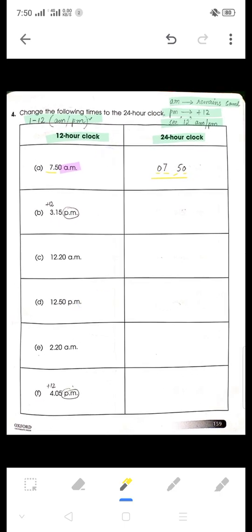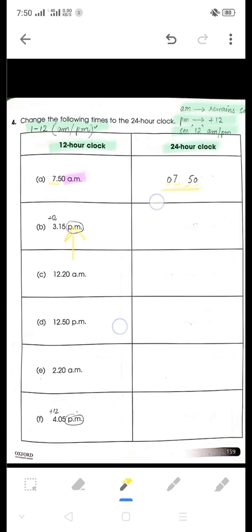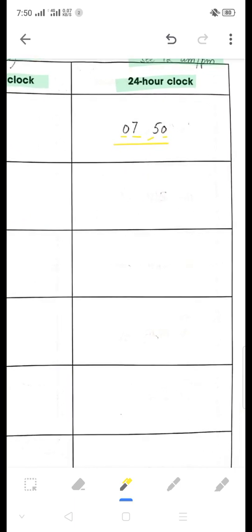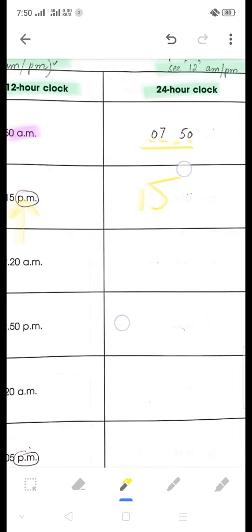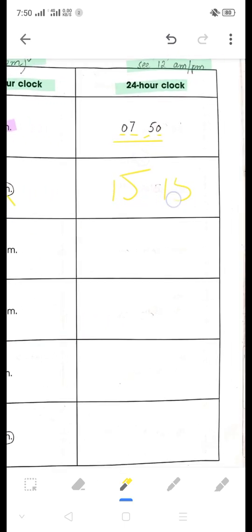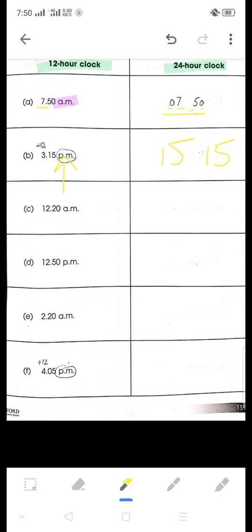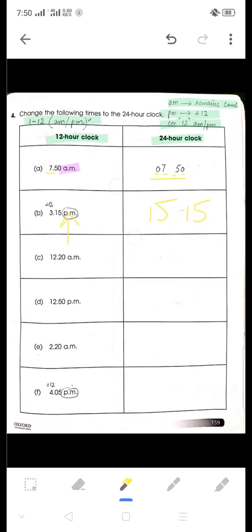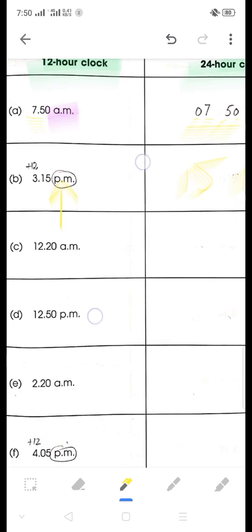Okay, now PM is written here, as you can see. So what we are going to do, we will add 12 in this 3. 12, 13, 14, 15. So the time will be 15, and this 15 will remain same. Minutes will not change. Now we have to look if there is 12 AM or PM, because these were the exceptional cases. We have seen that in the previous picture.